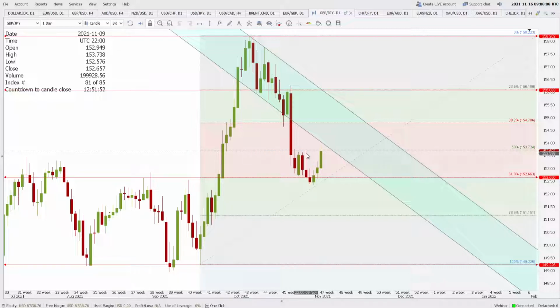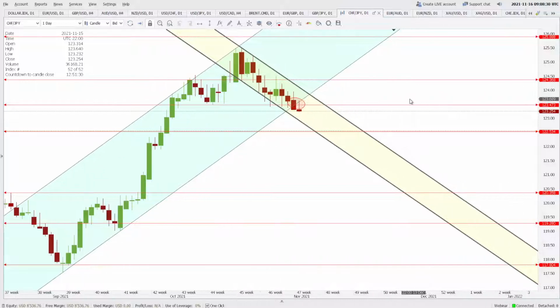Now if the price is able to give us a close anywhere higher than 153.72 today, I think we will be going to test 154.78 and 156.08 in this market soon. Right now the support is at 152.66, the resistance is at 156.08 in this market.